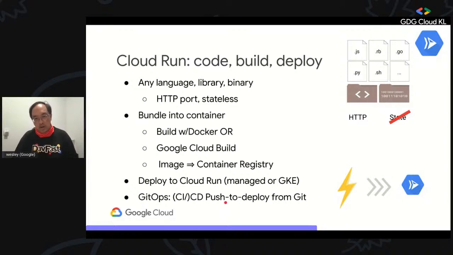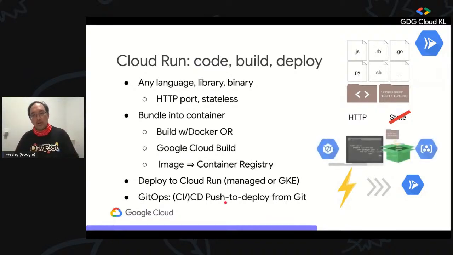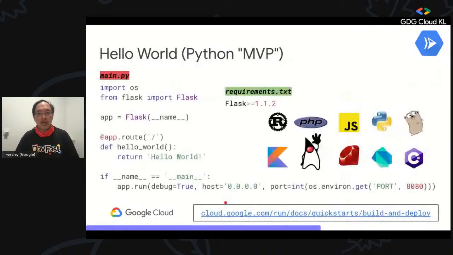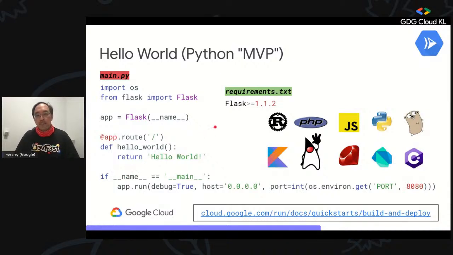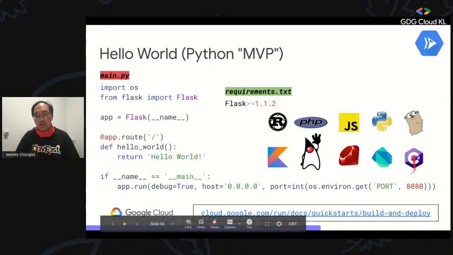We also support GitOps, so that if you do a check-in on Git and you do a git push, it'll start a cascading chain of events that leads to building your container and deploying your container. So it's pretty awesome. All right, so that's Cloud Run. So here's your MVP. It's almost identical to the App Engine demo. The only difference is that now I have to start a server on port 8080, because that's what Cloud Run is looking for. It supports any language, any library, any binary, but we have quick starts in these 10 languages here. And this is part of the quick start here.